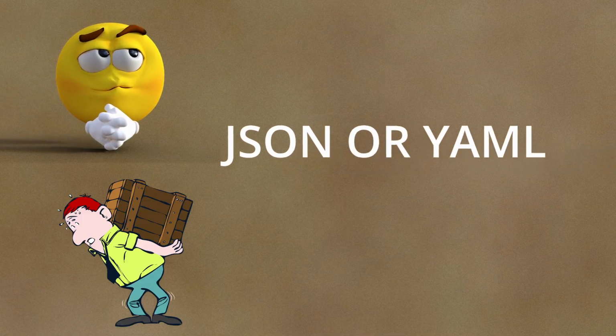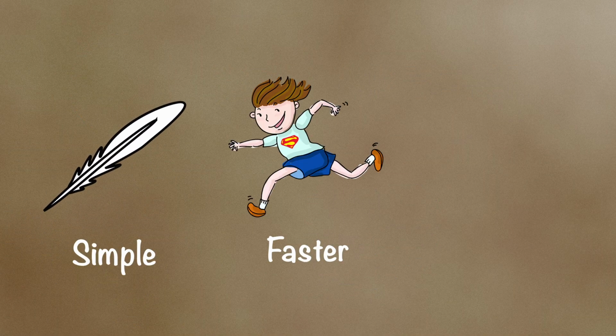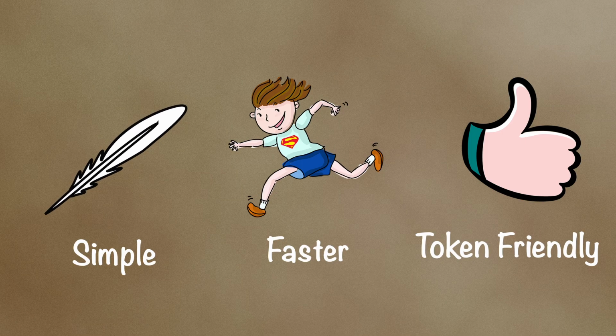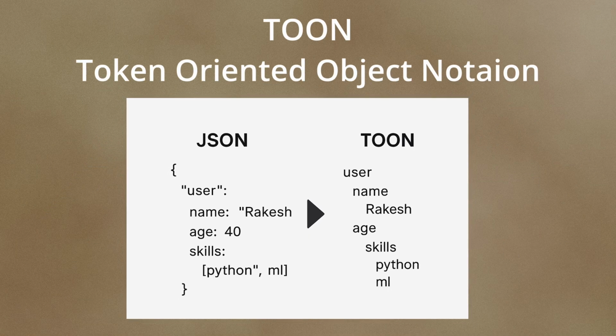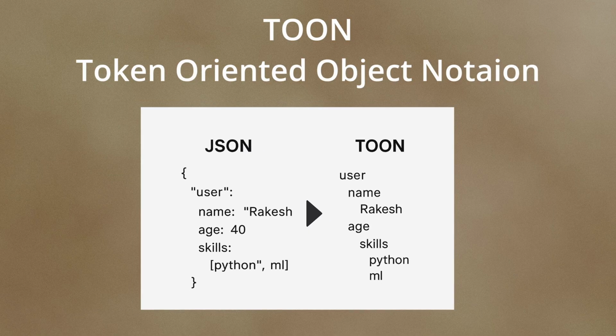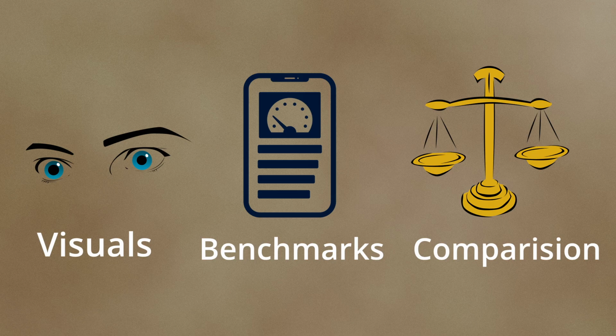Have you ever wondered why JSON or YAML feels so heavy when you are building AI applications? What if we had a simpler, faster, token friendly format built exactly for LLMs? Well, meet TOON, token oriented object notation. Today, I will break it down with visuals, benchmarks, and comparison, and even with a Python demo.